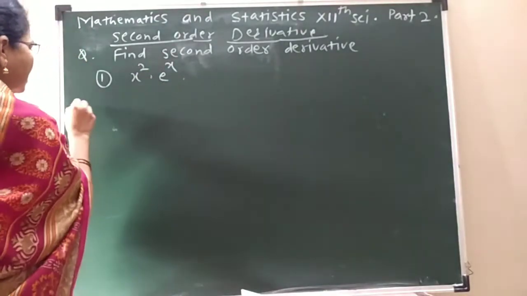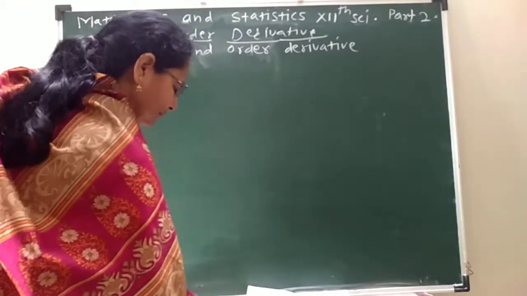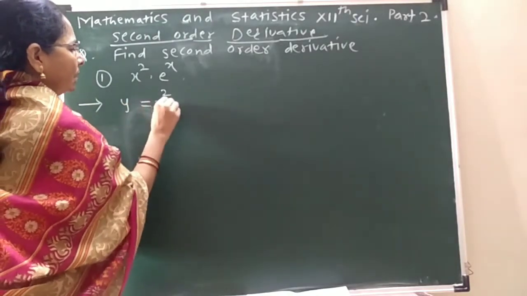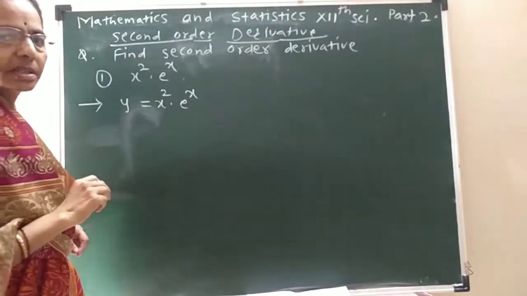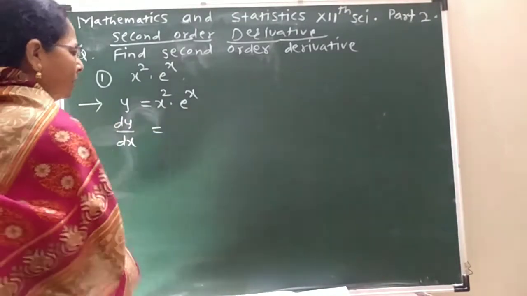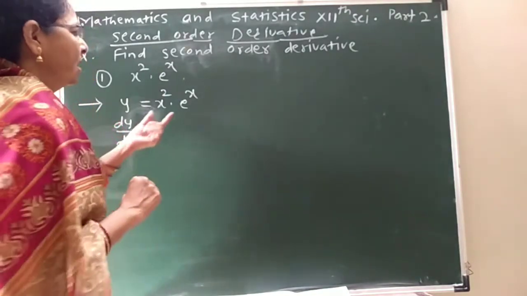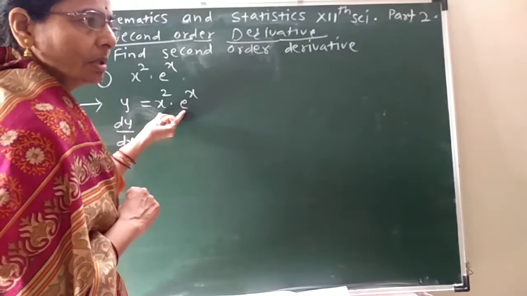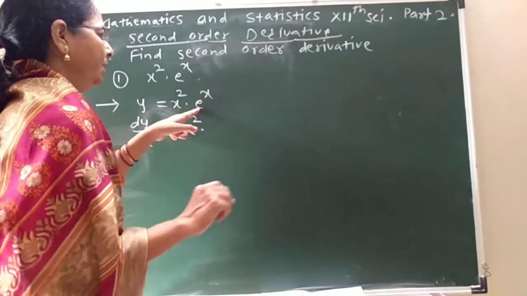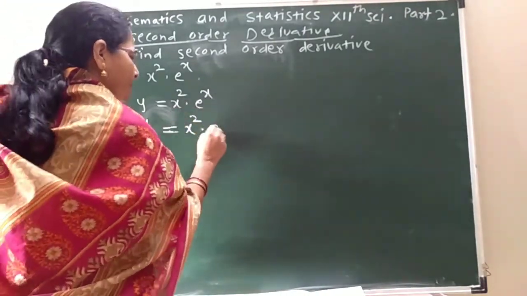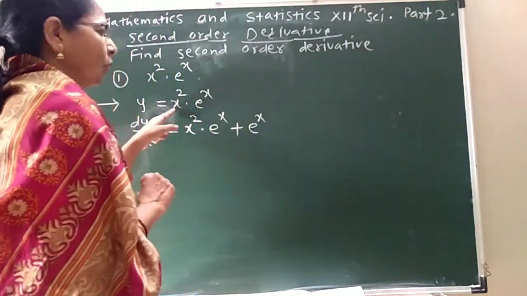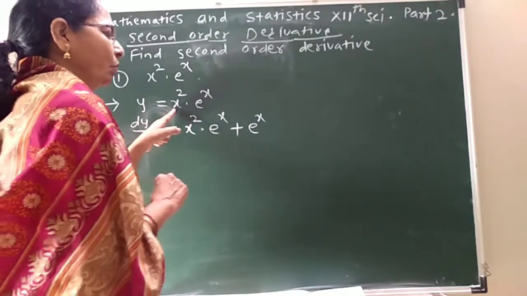As usual, y is equal to x square e raised to x. dy by dx is equal to, these are two functions in the product form. So use the u into v rule: u, derivative of v, e raised to x, plus e raised to x, v, derivative of u. The derivative of x square is 2x.